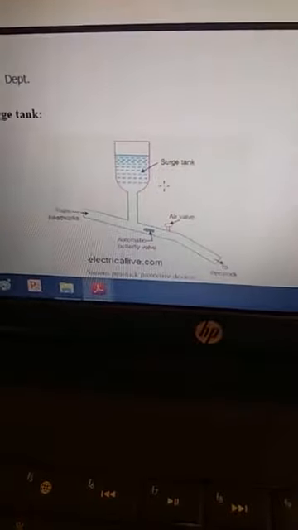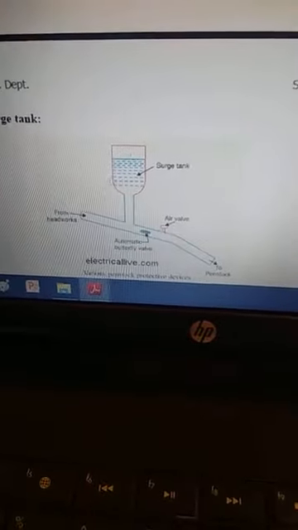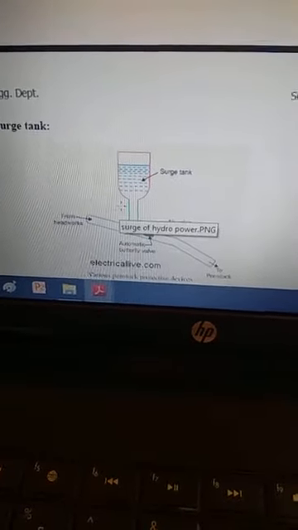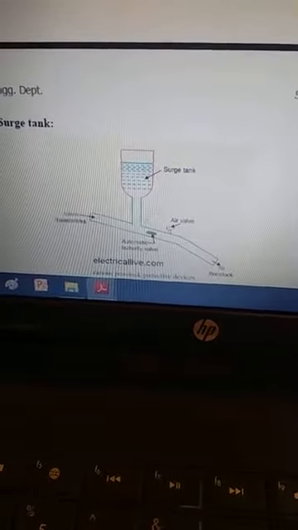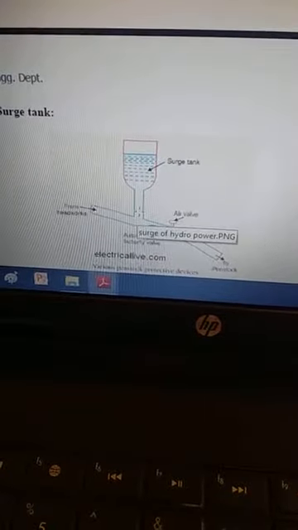So the surge tank, as you have seen in this picture, looks like this. It is like a funnel shape, and it is connected between the dam and the inlet valve, or between the dam and the penstock. So what is the function of the surge tank?